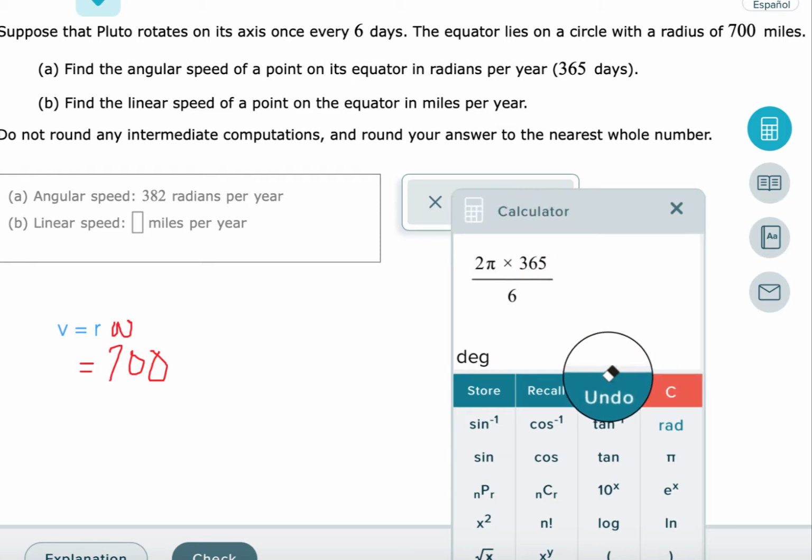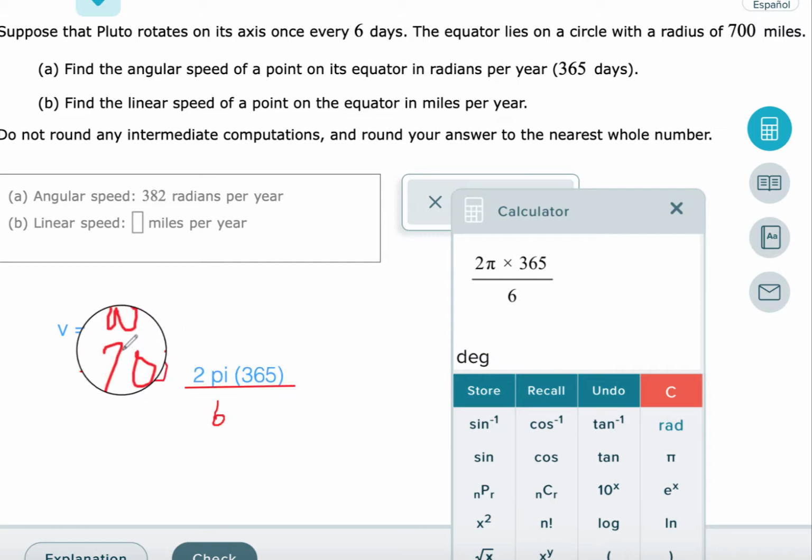And so that represents radians per year. And we want miles per year. So I'm going to multiply that 700 times 2 pi times 365. So 2 pi times 365, and I'll just put it in parentheses, divided by 6. So it's going to be 700 times 2 pi times 365 divided by 6. And that will give me miles per year. And you said, well, how do you know it's miles? Because the 700 was in miles. So let's write that unit there.